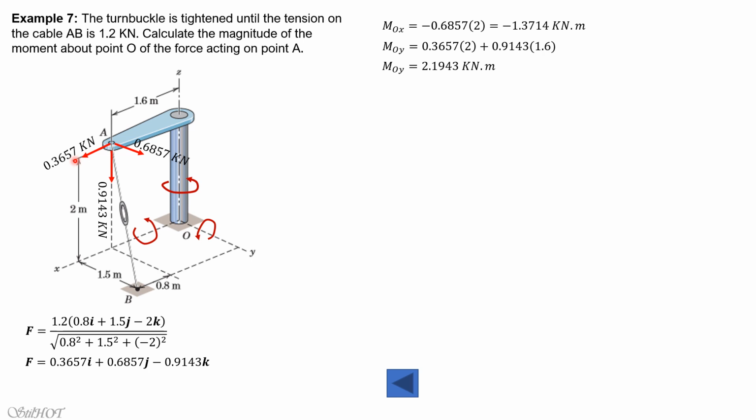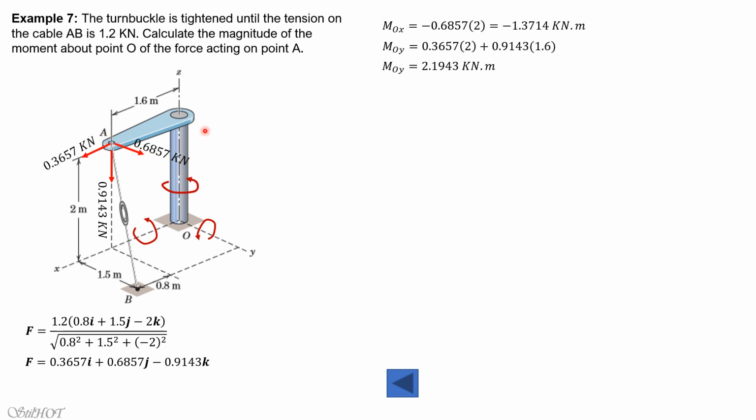So we consider the X component and the Y component. But the X component, when extended, passes through the Z-axis. So this produces zero moment also. Therefore, the only force that has moment about the Z-axis is the Y component of force. And the moment of this Y component of force will have the same sense as this.